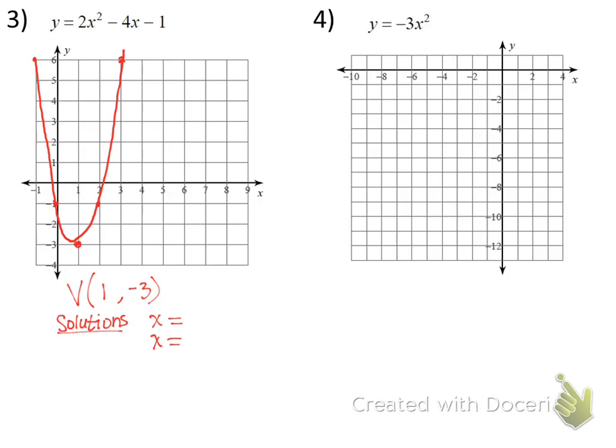One of the solutions is about here at 0. Okay, negative a quarter is fine too. The second one is right here at 2. So you could write your other solution like this.